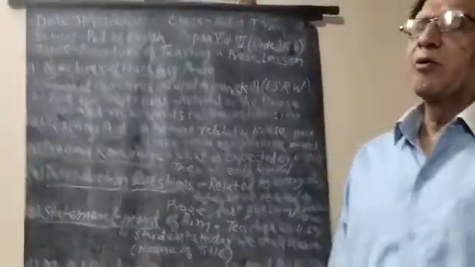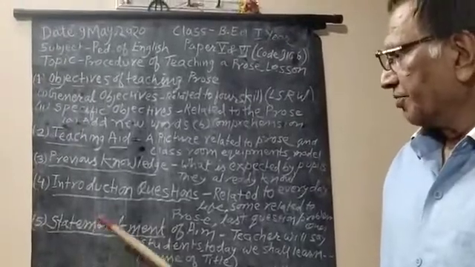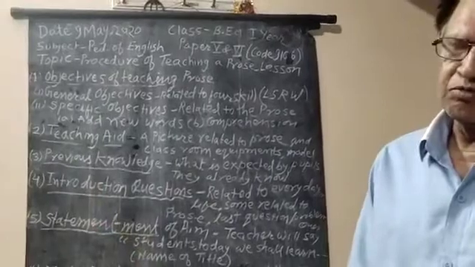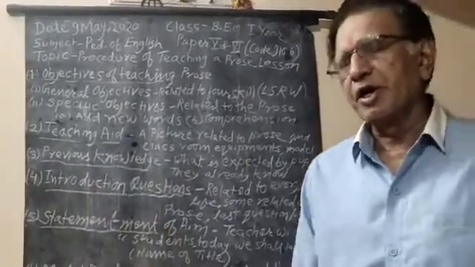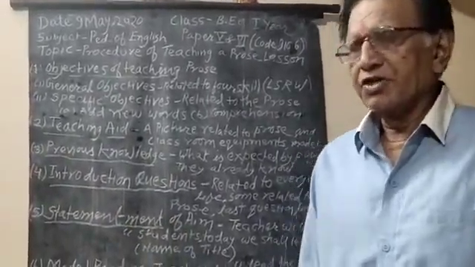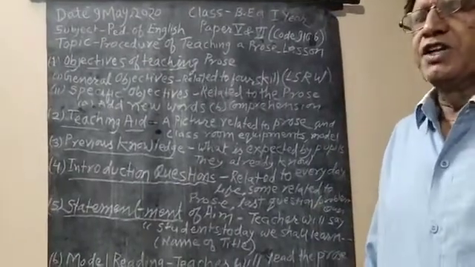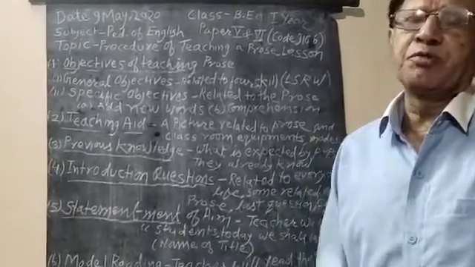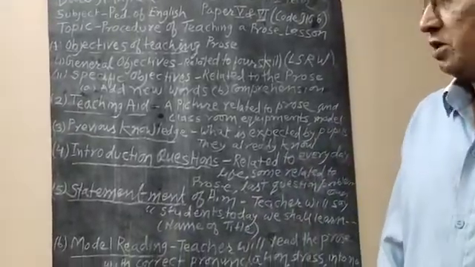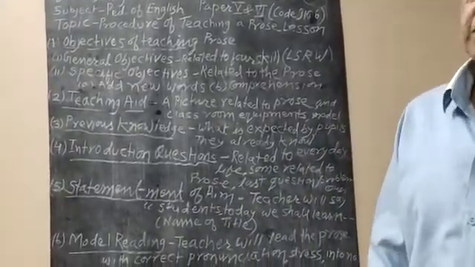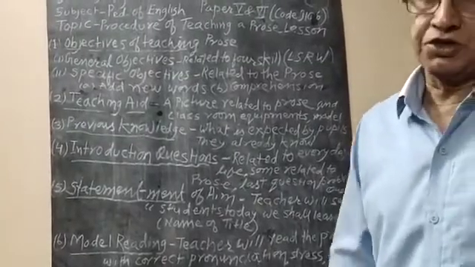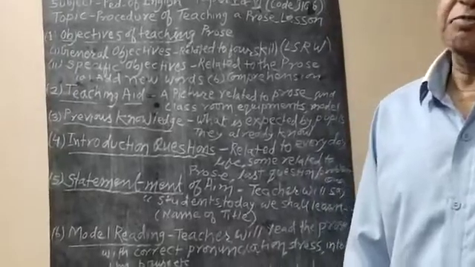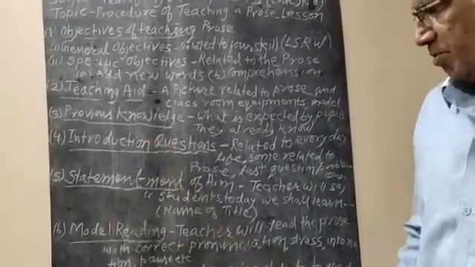And after problematic question, there will be a statement of aim or announcement of aim. Teacher will say like, students, today we shall learn about and the name of the prose. This is the statement of aim. What the teacher is going to teach, that will be stated in the class by the teacher. That is statement of aim.